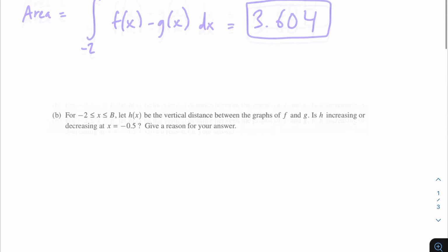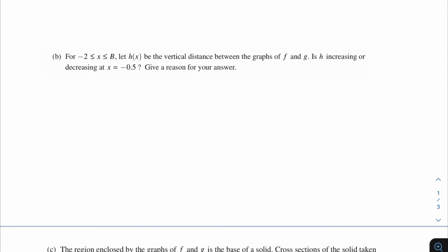Moving on to the next problem, it says for minus 2 is less than or equal to x is less than or equal to b, let h of x be the vertical distance between the graphs of f and g. Is h increasing or decreasing at x equals minus 0.5? Give a reason for your answer.